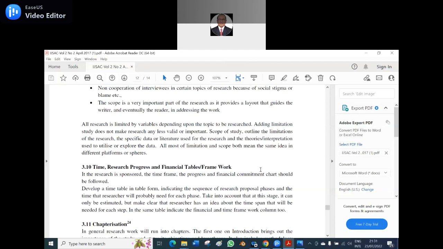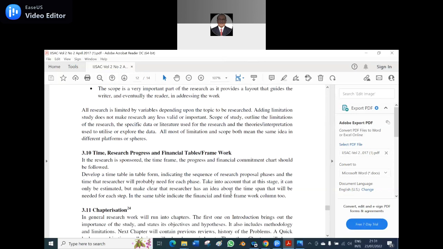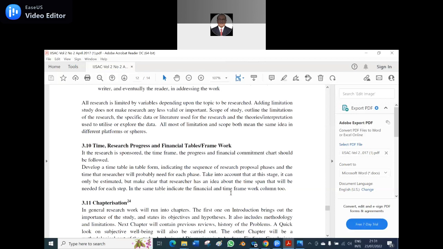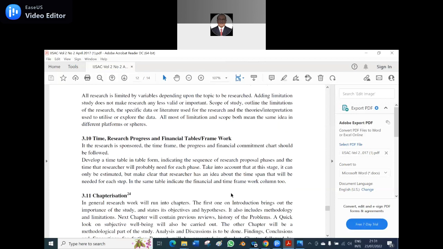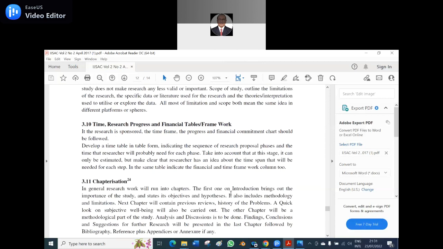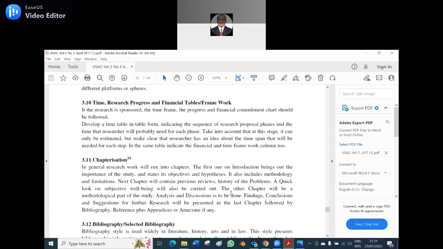So this is the time frame and the progress, which I already made very clear to you: the research progress, financial tables and framework. The next point is chapterization. Generally the research proposal turns out to be the first chapter. Next, chapterization, how can it be done? In general, a research work will run into chapters. The first one, the introduction, brings out the importance of the study and states the objectives and the hypothesis, and also includes the methodology and limitations. This comes as the first chapter.